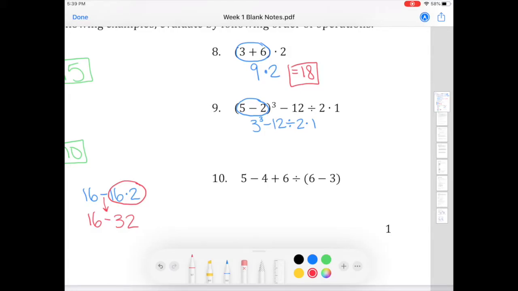This one's kind of tricky, so stick with me here. I took care of P in parentheses, so now I'm moving on to E, which is exponents. That's going to be this piece right here. 3 to the third power is 27. Use your calculator if you need to. And then everything else comes down.